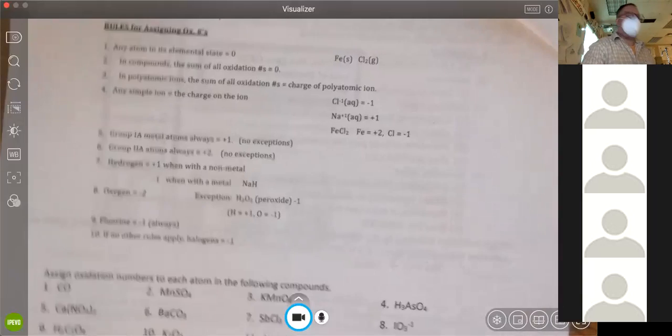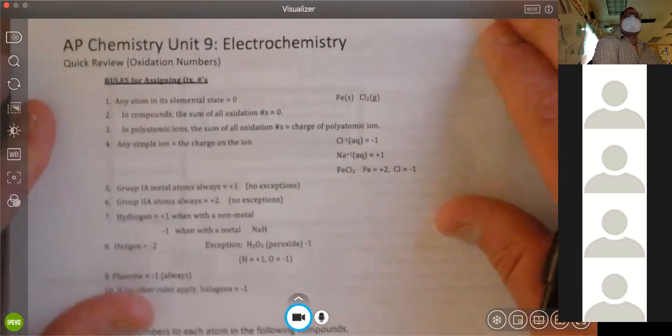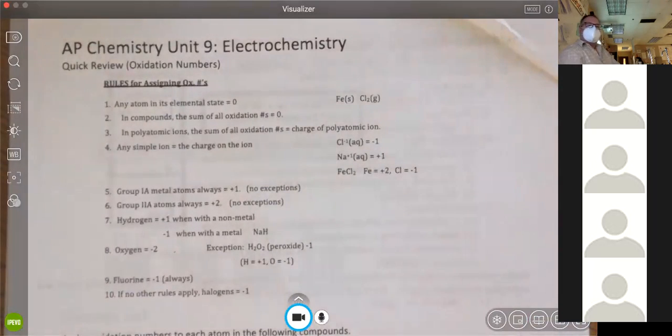So here's a brief review of oxidation numbers. If we take a look, those are the rules. You've got to know the rules. Usually I actually have rule number 9 and 8 switched, but I don't think it'll be a problem because it says always.